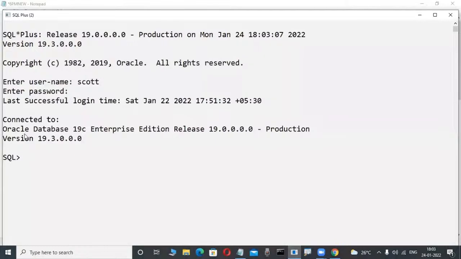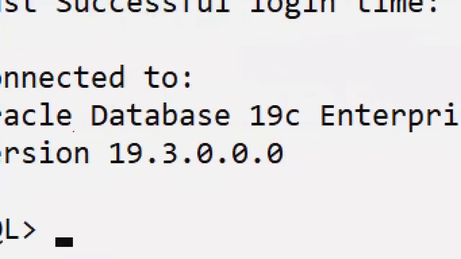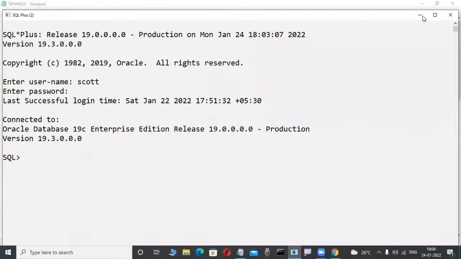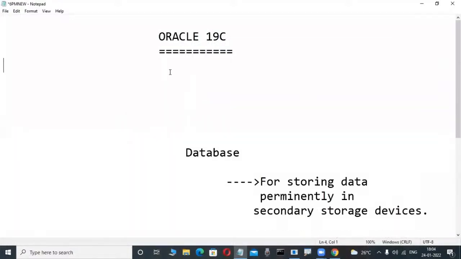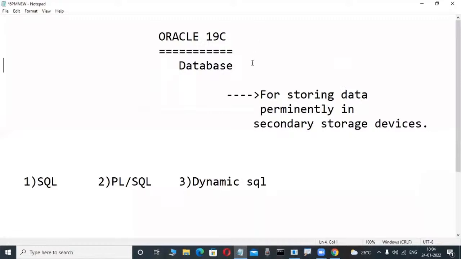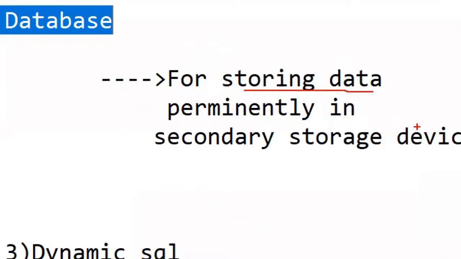Oracle is a product from Oracle Corporation. What type of product is that? A database product. What is the purpose of database products? Either Oracle, SQL Server, or DB2, so many products are there. The purpose of these database products is storing data, permanently in a hard disk, in secondary storage devices. But not only permanently storing the data, but also efficient retrieval of the data.